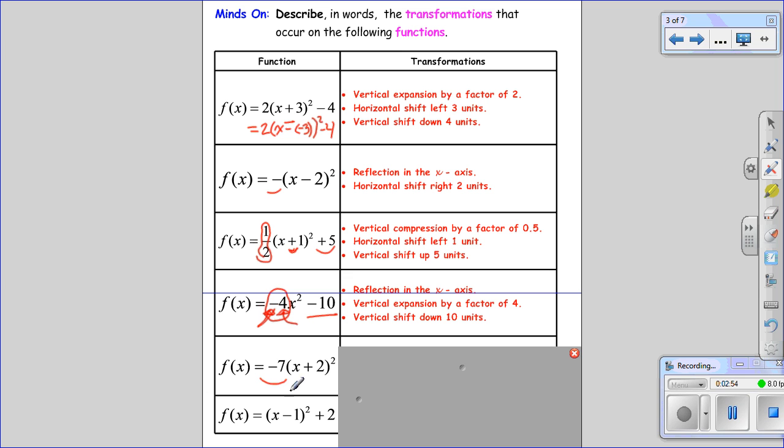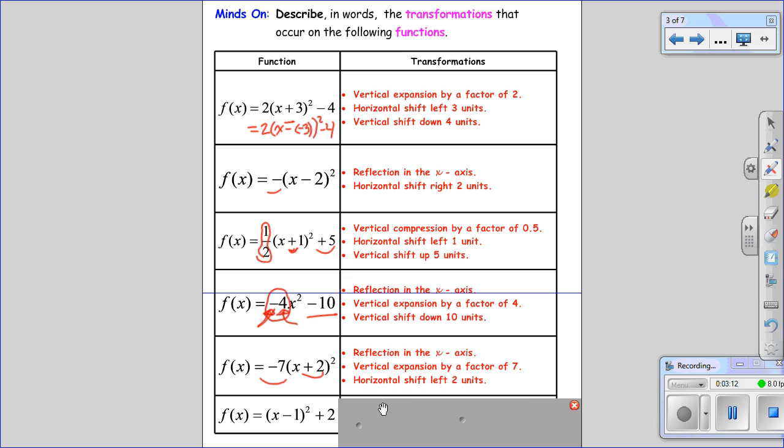Negative 7 indicates reflection in the x-axis and again a vertical expansion by a factor of 7. You'll notice I'm always doing my descriptions from left to right. Plus 2 in the brackets with the x. It's attached to x. It's telling you shift left 2 units, and you need the word horizontal. And the last one, the a value, is just a 1. So that tells you there's no reflection and no stretch. We simply have a horizontal shift to the right 1 unit and a vertical shift up 2 units.